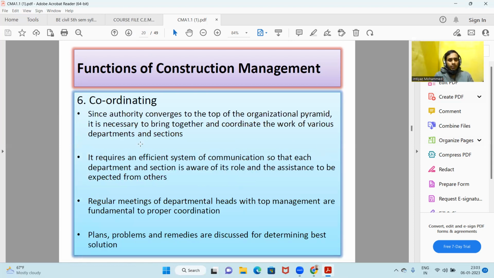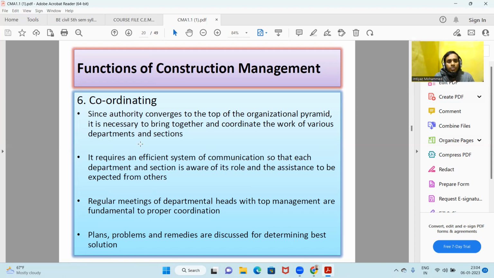Now comes the coordinating. Okay, here in coordinating, this is more to do with communication from the lower level to the higher level. Now the authority converges to the top of the organizational pyramid. So at the top we have the CEO, the project manager, the construction manager of the project, and then they are followed by, okay, now at the bottom part of the pyramid, we have the skilled workers and the unskilled workers. In between, we have junior engineers, site engineers. Okay, and at the top of the organizational pyramid, we generally expect a project manager or a construction manager.